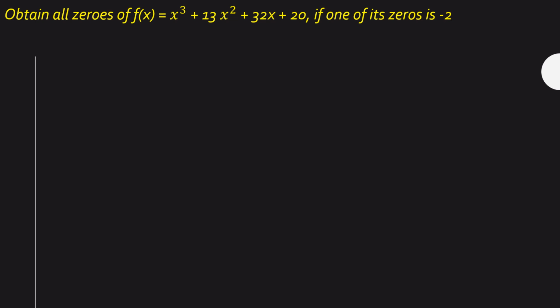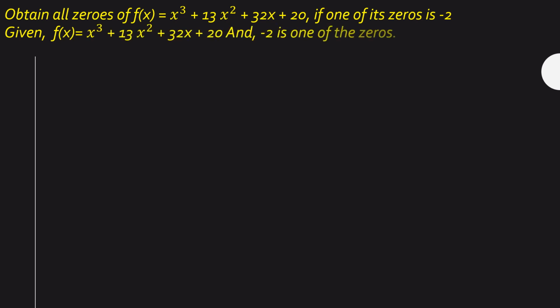So for this I will take first what they have given. Given f of x is equal to x cube plus 13x square plus 32x plus 20 and minus 2 is one of the zeros. If minus 2 is a 0, then x is equal to minus 2. What does it mean? If x is equal to minus 2, if I take minus 2 to the left hand side, I will get x plus 2. Then x plus 2 will be a factor of f of x, since you are getting minus 2 as 0 of that function.